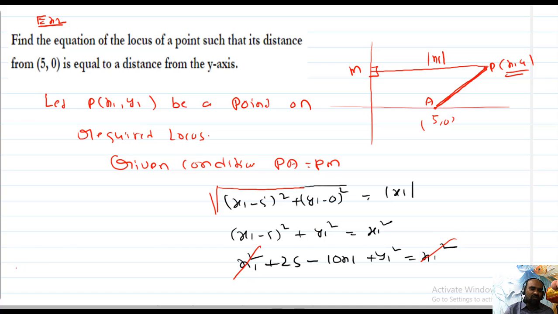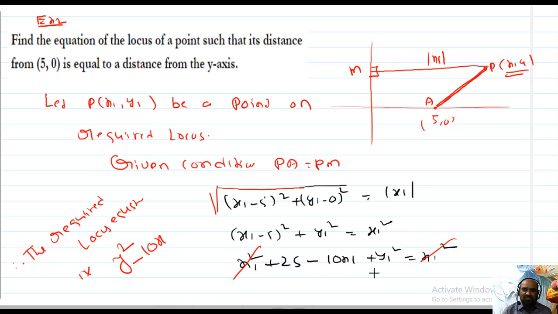So finally the required locus equation is, dropping the suffixes, y square minus 10x plus 25 equal to 0. This is the required locus equation.